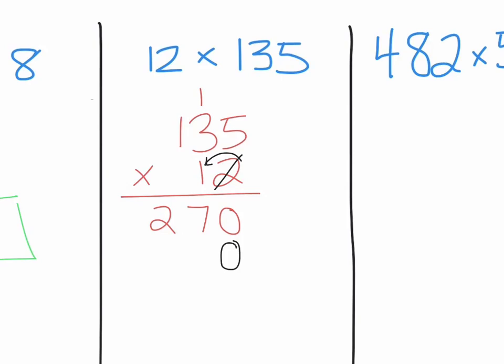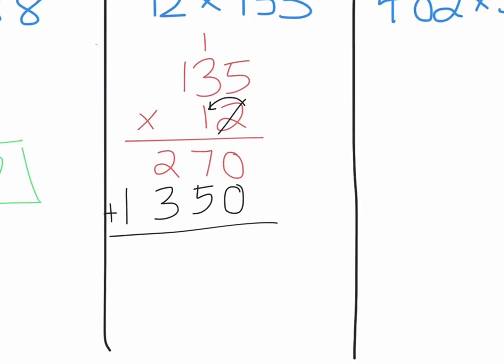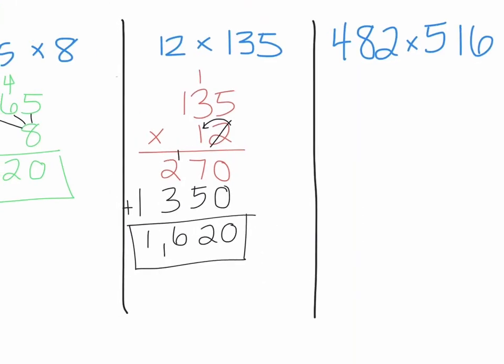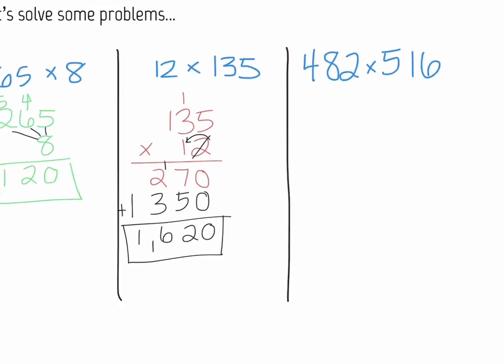So I do 1 times 5 is 5, 1 times 3 is 3, 1 times 1 is 1, and then my last step here is going to be to add these numbers together. So 0 plus 0 is 0, 7 plus 5 is 12, carry my 1, 2 plus 3 is 5, plus 1 is 6, and then bring down this 1 here. My answer to this problem is 1,620.